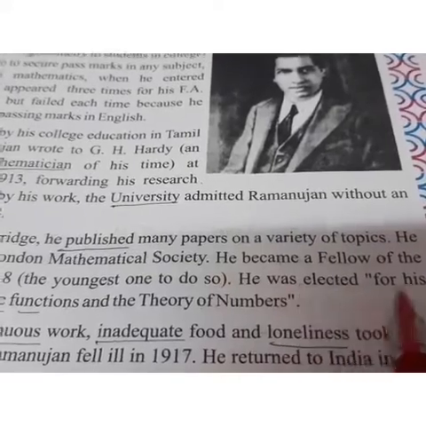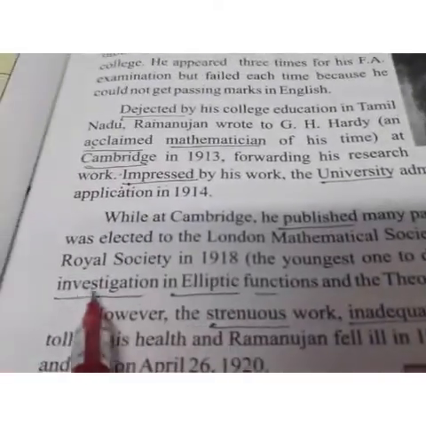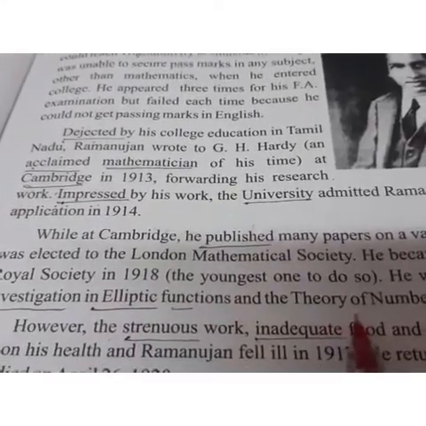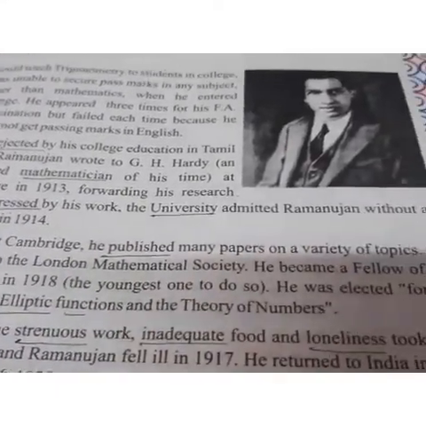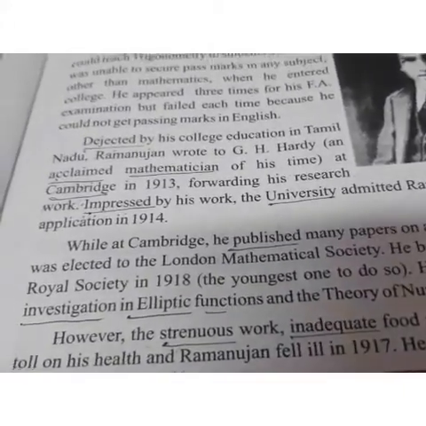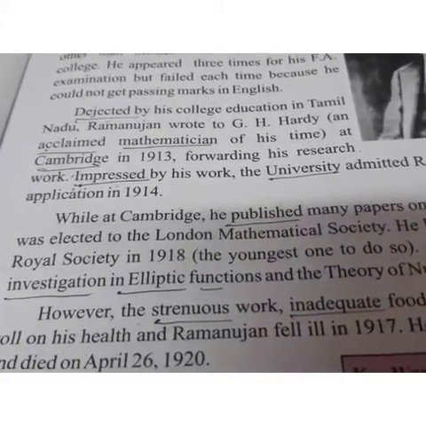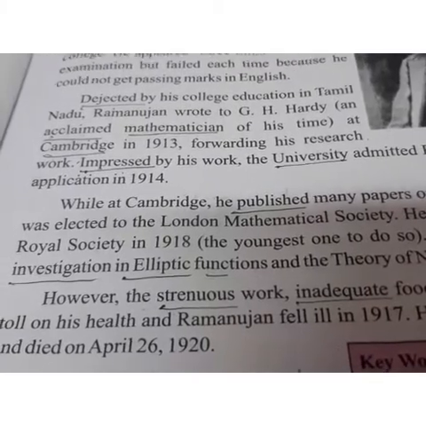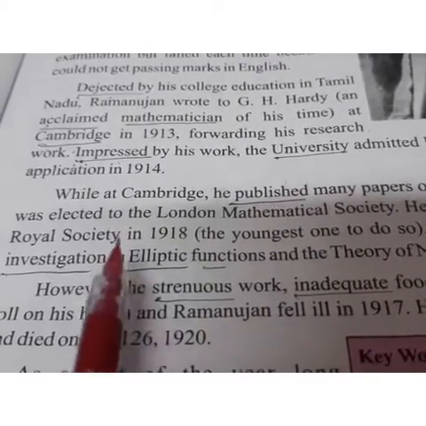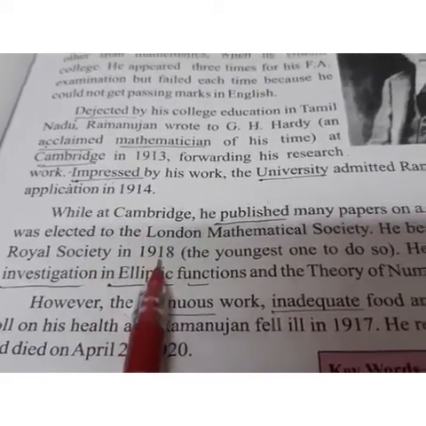He became a fellow of the Royal Society in 1918, the youngest one to do so. He became a fellow of the Royal Society in London. These are all the honors which are given to very genius persons in the UK. तो वहाँ पर 1918 में वो सबसे छोटे youngest person to get this honor.